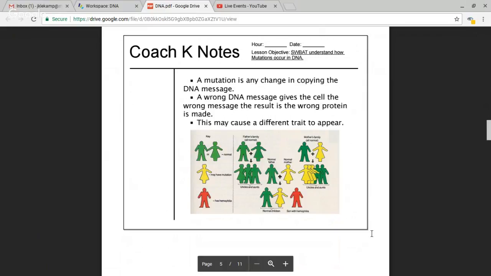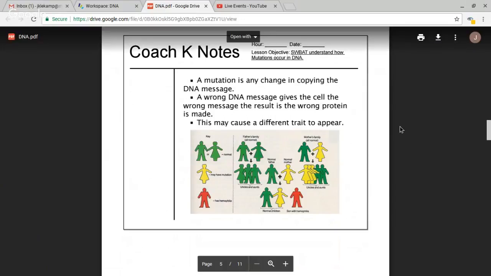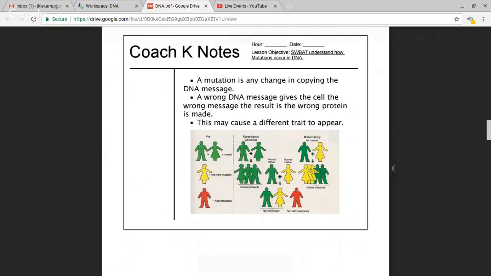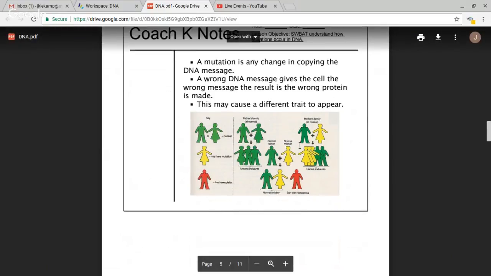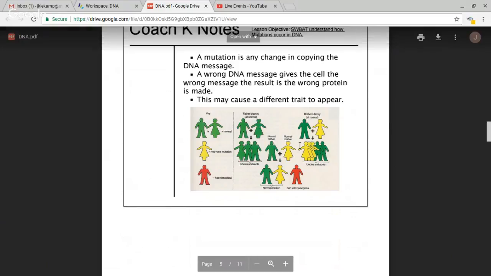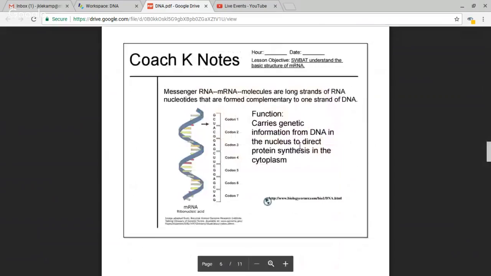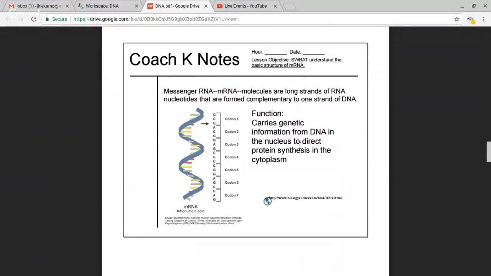That is a mutation. We'll talk a little bit when we get into genetics about sickle cell anemia. That's a mutation in the line of DNA also. So like it says here, this may cause a different trait to appear. It may not. Sometimes there are harmful mutations. Sometimes there are mutations that are not harmful. So that's DNA. Again, DNA is located in the nucleus. It's named due to the sugar, so the deoxyribonucleic or the deoxyribose.